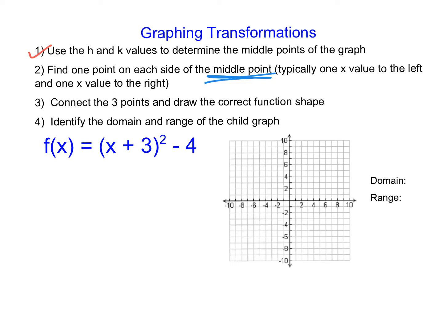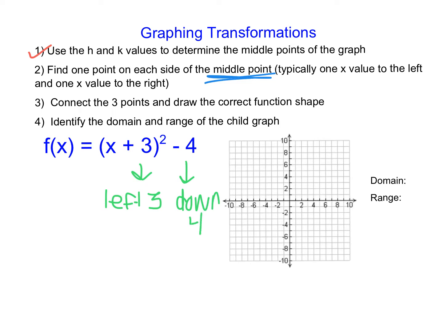So here to start, I notice that my h value here is 3. So this tells me that I'm going to do the opposite of positive 3. So I'm going to move in the negative direction along the x-axis, which means I am going left 3 units. And then here's my k value, and I know my k value moves up and down as expected, so because it's negative 4, it's going to move down 4.